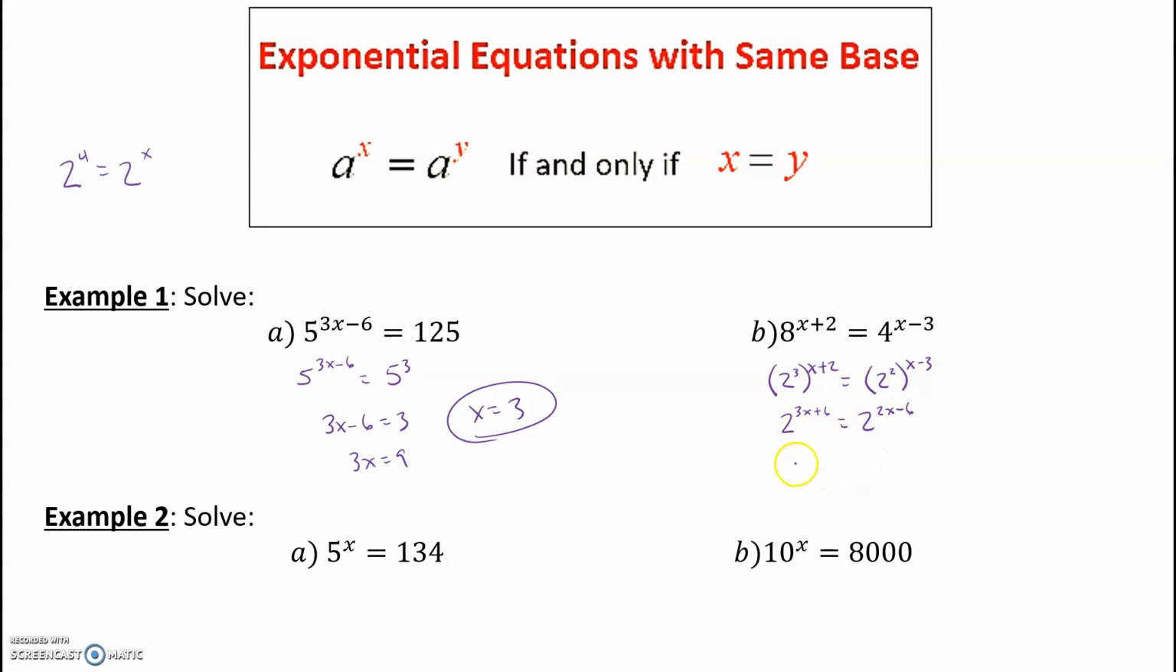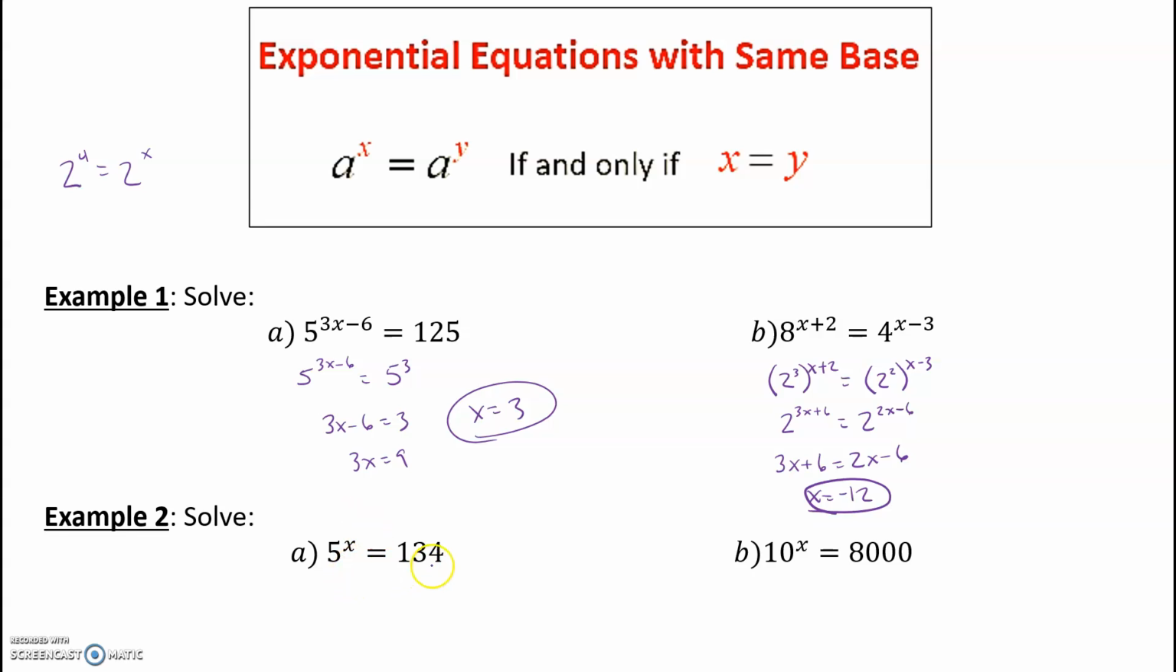Now we know our exponents should be equal. So 3x plus 6 has to equal 2x minus 6. Subtract 2x from both sides and subtract 6 from both sides. So you get x equals negative 12. Alright, so get a common base if you can.